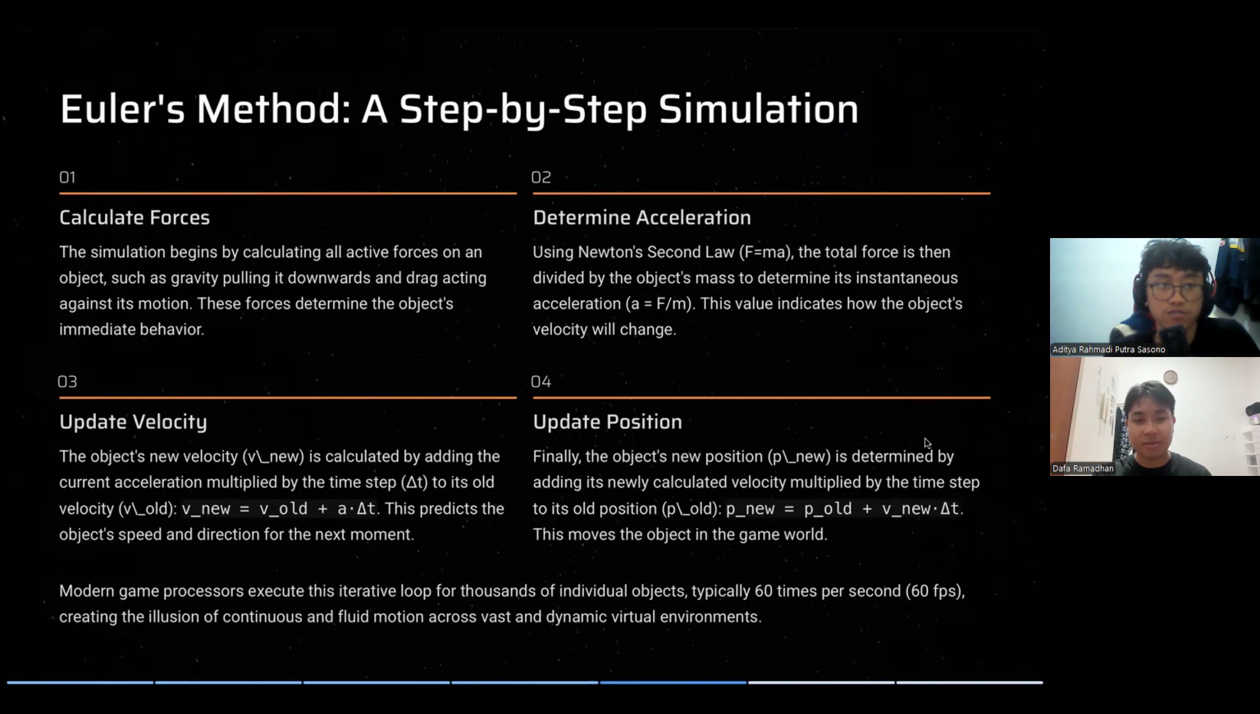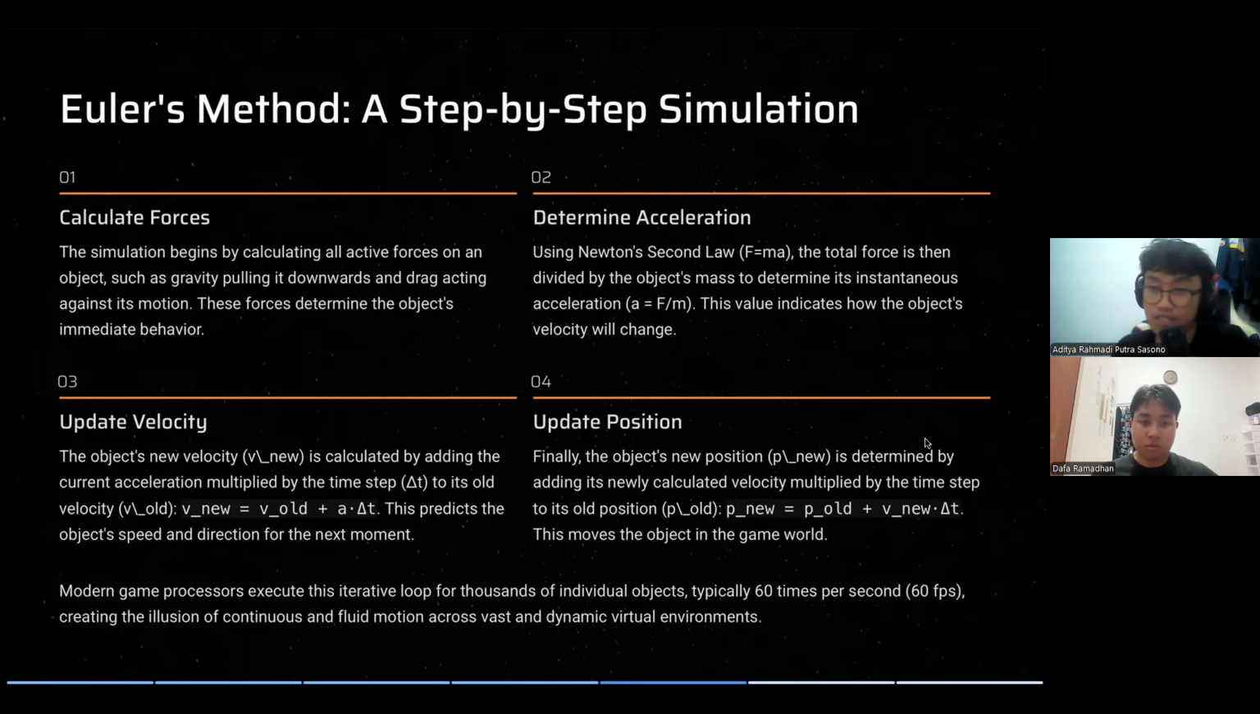Next is Euler's method, which is a step-by-step simulation. Number one is to calculate forces. The simulation begins by calculating all active forces on an object, such as gravity pulling it downwards, and drag acting against its motion. These forces determine the object's immediate behavior. The next step is to determine its acceleration. Using Newton's second law, F equals m times a, the total force is divided by the object's mass to determine its instantaneous acceleration, a equals F divided by m. This value indicates how the object's velocity will change.